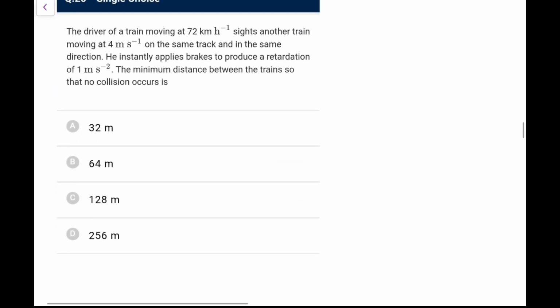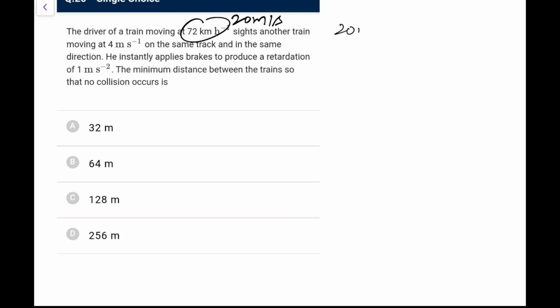The driver of a train going at 72 kmph sights another train moving at 4 meter per second. This 72 kmph you can write as 20 meter per second. Moving at 4 meter per second on the same track, same direction, he instantly applies brakes to produce a retardation. Find the minimum distance so that no collision occurs. So for avoiding collision, the speed has to be reduced to 4, because if its speed is less than 4, it won't collide in the same direction.